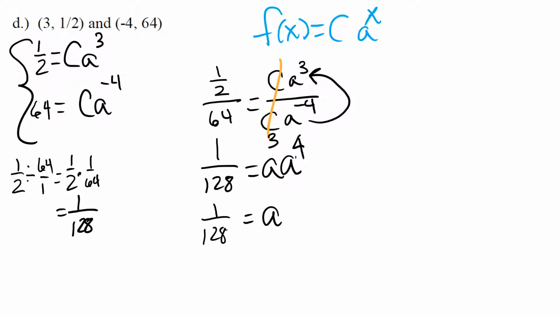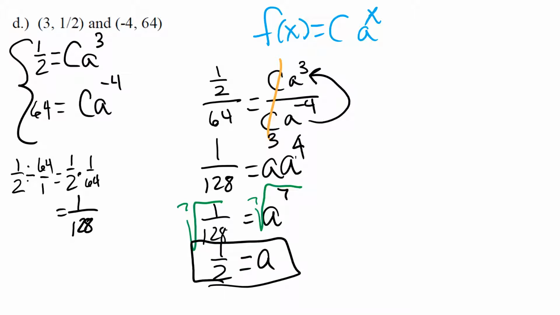So now I've got a^7 = 1/128. I'm going to take the 7th root of both sides. And if you know your powers of 2, you know that 128 is a power of 2. It happens to be 2 to the 7th. So this becomes 1/2 equals a. And you're done with a.